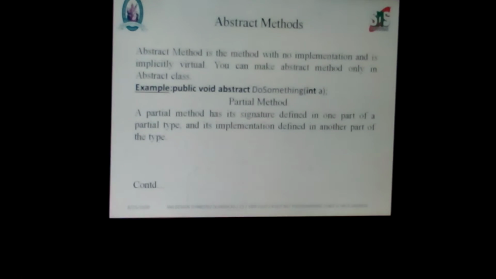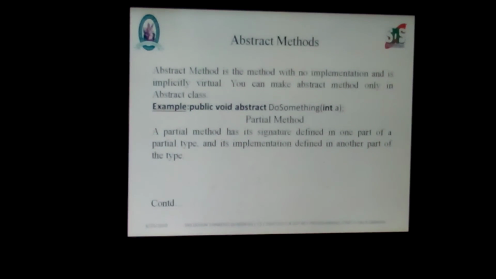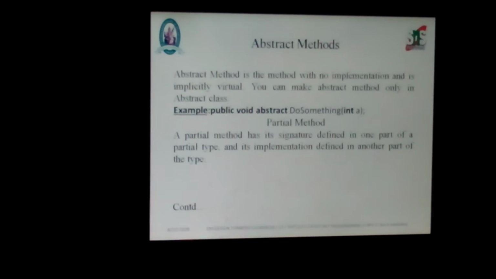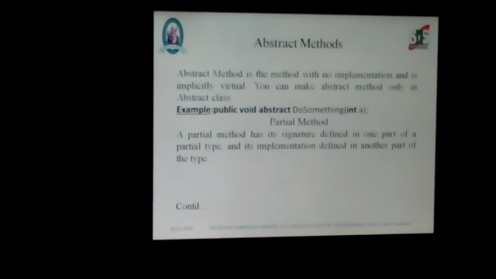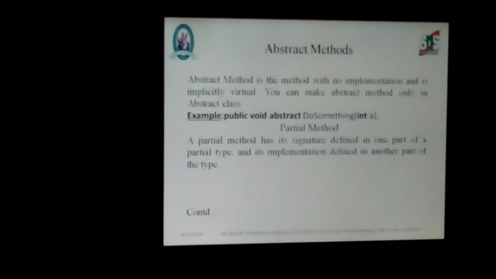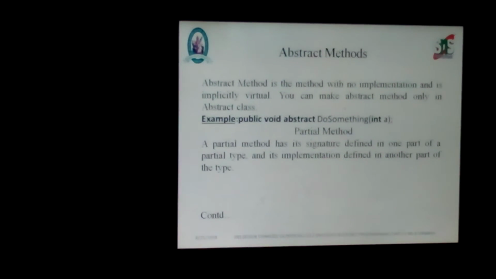The next important method is the abstract method. An abstract method is a method with no implementation and is implicitly virtual. You can make an abstract method only in an abstract class. That is a rule. For example, public abstract void DoSomething is one kind of method we create here, with one parameter, A.